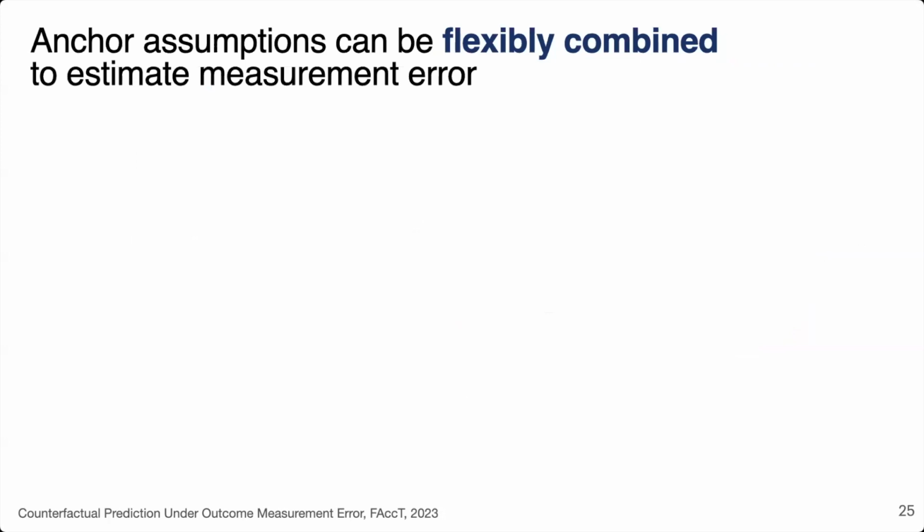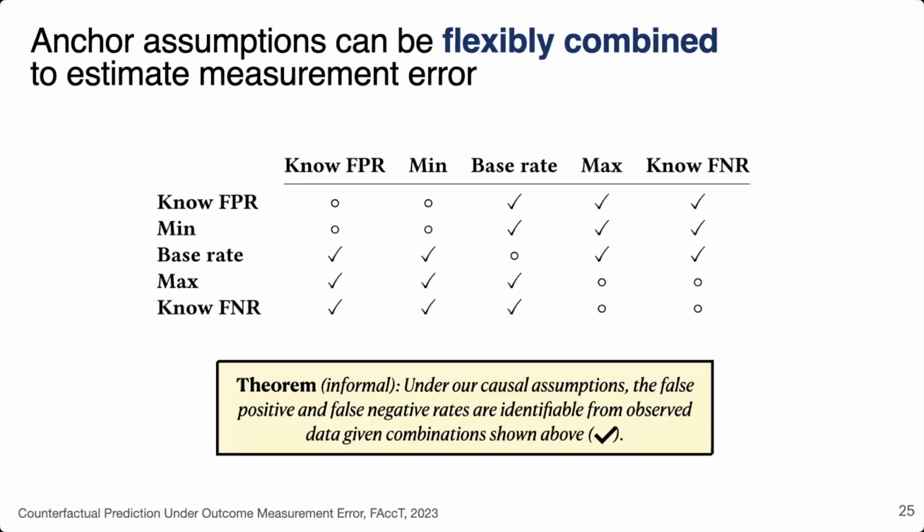A really important benefit of this sort of modeling approach is that we can actually flexibly combine these anchoring assumptions to estimate the measurement error relationship between the target and the proxy outcome. So here you can see many different settings. If we know the base rate and we know the false positive rate, then basically we can use this to identify the relationship between the target and the proxy outcome. And there are many different pairwise combinations of these two pieces of information that we can actually use to learn a model that corrects for the measurement error. So basically this informal theorem here, which you can look at in our paper for the full details, states that under our causal assumptions, the false positive and the false negative rates are identifiable from observational data.